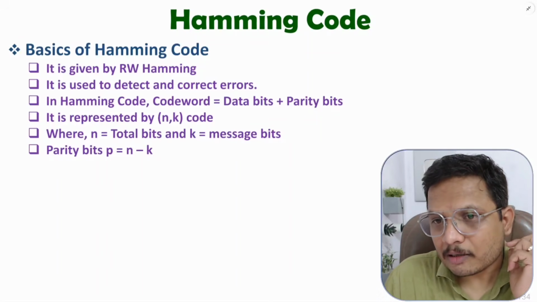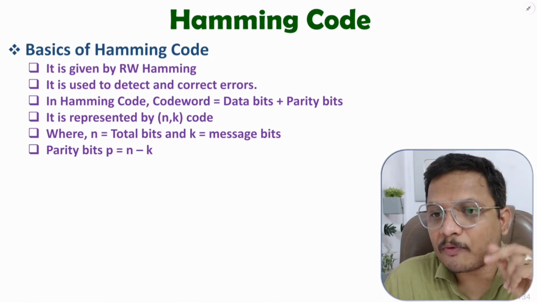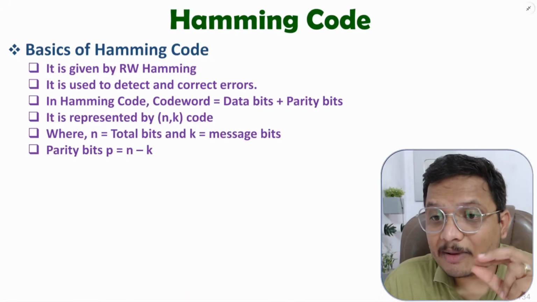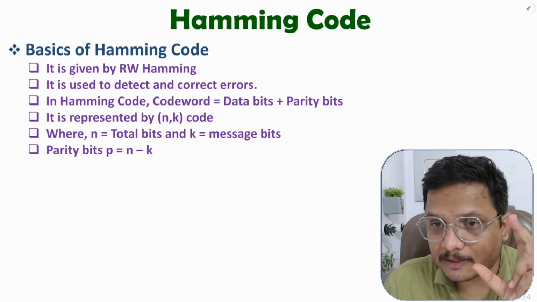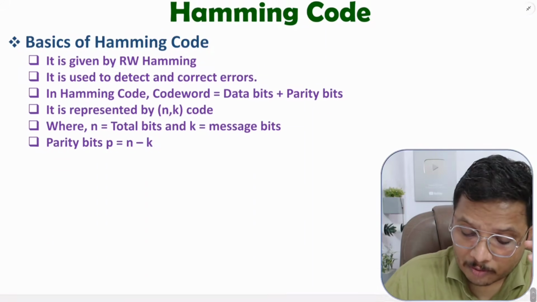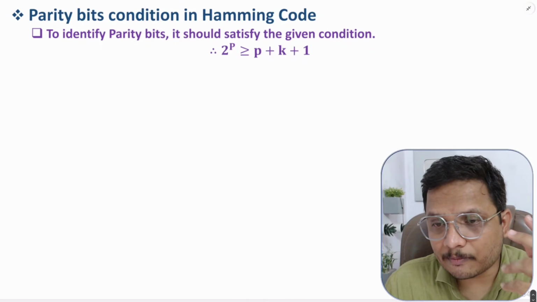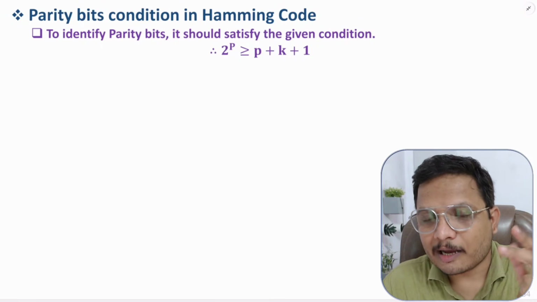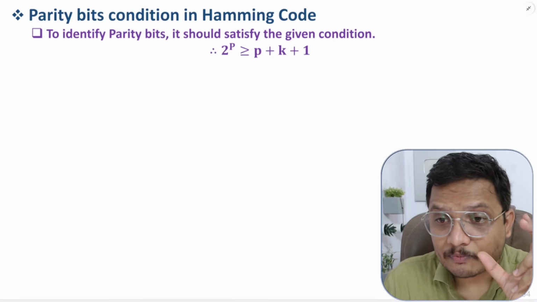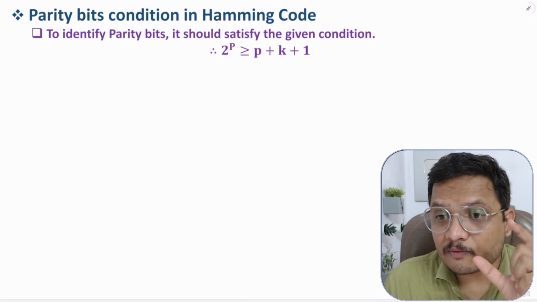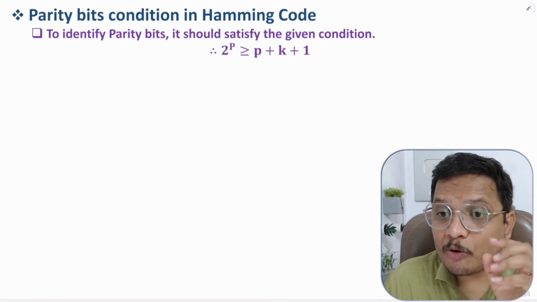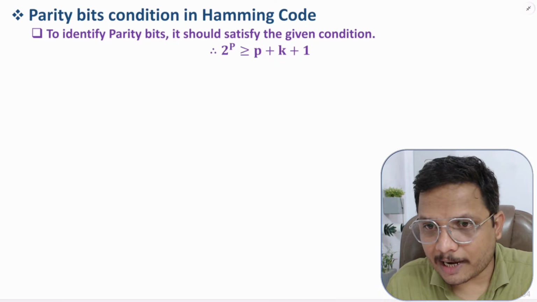Now here you must be having a question: when you forward the message, along with that you will be adding redundancy, that is parity bits, right? So what should be the minimum number of parity bits? That should be the question. Like here we are forwarding data, and along with data we are transmitting redundancy. So the first question is: how much minimum redundancy do we need to add here?